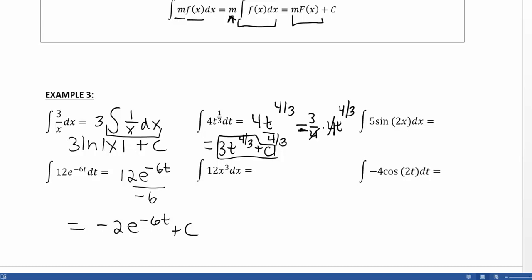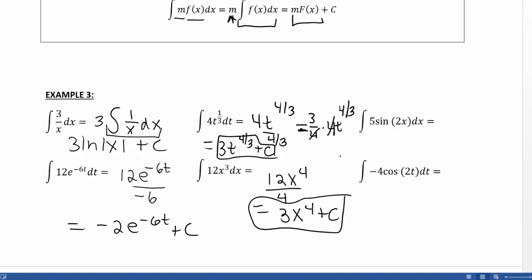The next one, we have 12x cubed. So here again, I'm going to add 1 to the power, 12x to the 4th, divide by the new power. I can simplify the 12 and the 4, so I get 3x to the 4th plus c. In general, we're going to want to combine our constants to be in the simplest form. So here again, we have 3x to the 4th plus c.